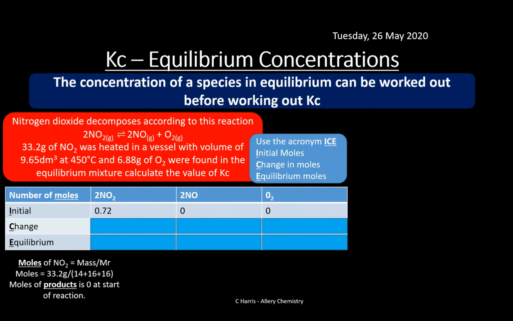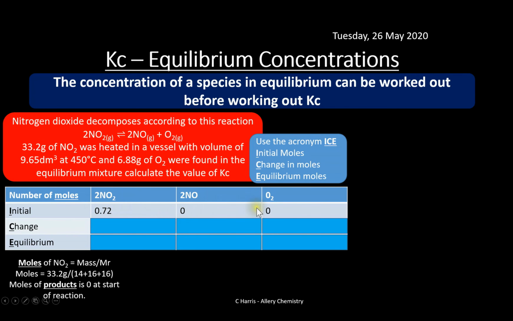So the moles of NO2, which is mass over MR, remember. So the mass is 33.2 grams divided by the MR of NO2. So it's 14 plus 16 plus 16. And that gives us 0.72. So that's the number of moles of NO2 right at the start of the reaction before we actually reacted it.